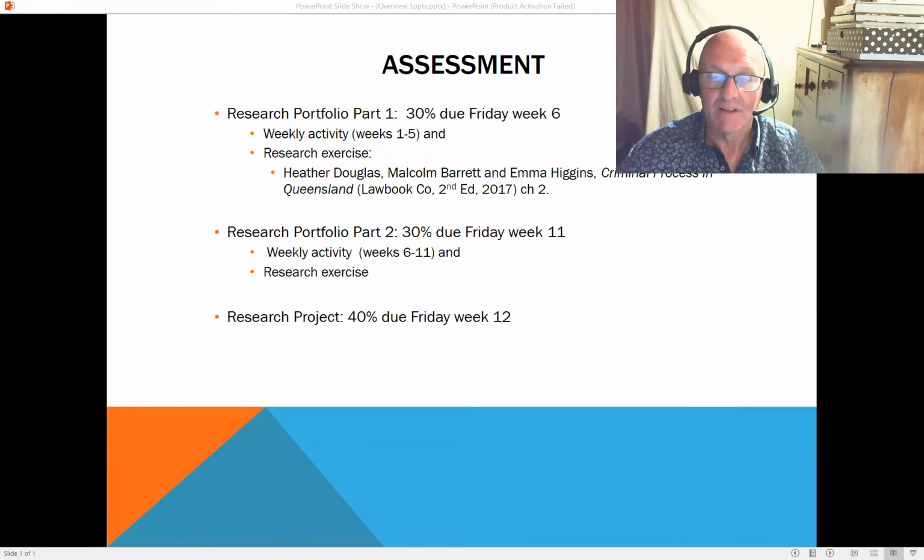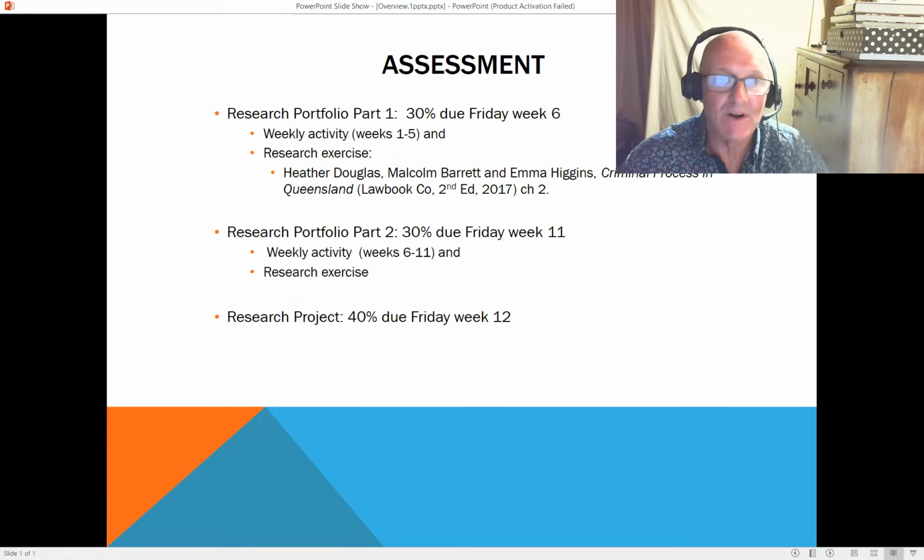Now let's turn to the area of assessment. I know you can all read the subject guide, so this is just me reinforcing what you've got to do. So let's just bring up a slide here, PowerPoint. Here we go.